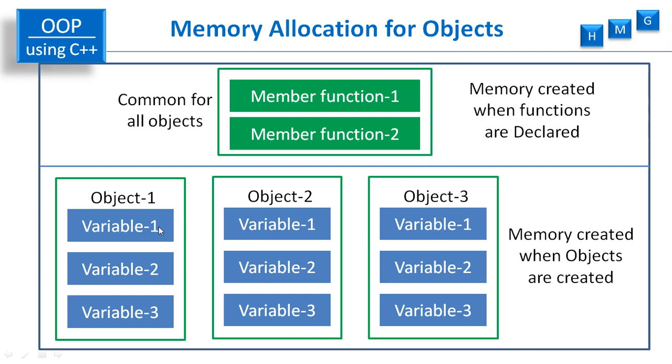But for member functions, the common memory space is used. All these 3 objects will commonly share the memory space of these 2 functions, that is member function 1 and member function 2. So this is the scenario of memory allocation for objects within the computer's memory. Let us understand with the help of an example.